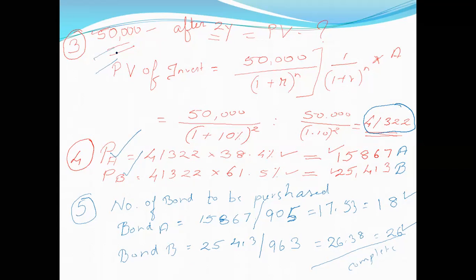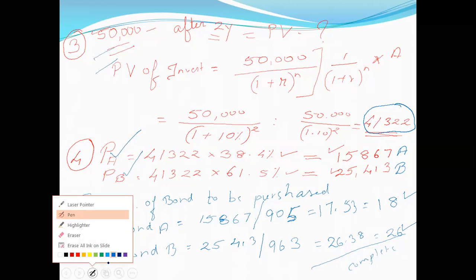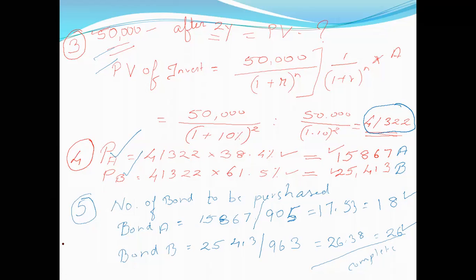So this is where the problem gets completed. And this is also where bond valuation gets completed. Clear? So this is also the end of bond valuation. Clear? Any doubts up to this particular point?